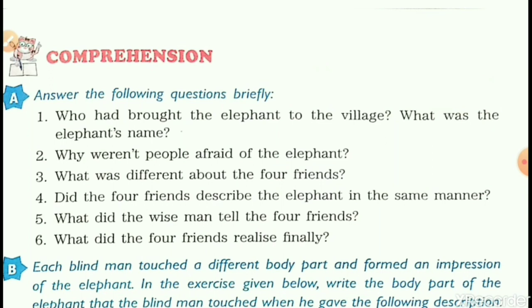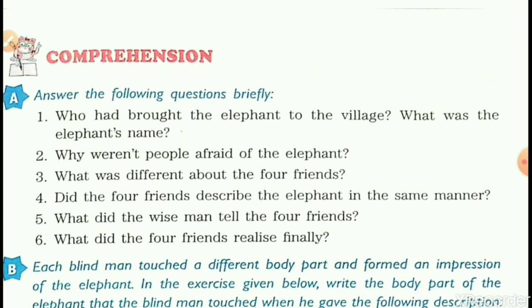Question number 3. What was different about the four friends? Answer, all the four friends were blind. Question number 4. Did the four friends describe the elephant in the same manner? Answer, no, the friends did not describe the elephant in the same manner.